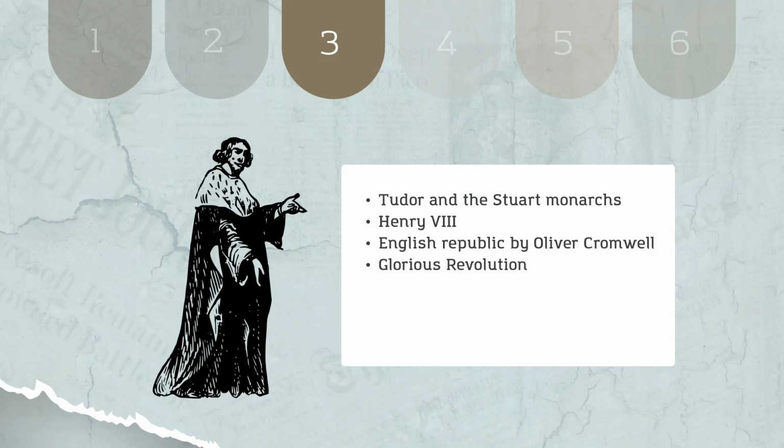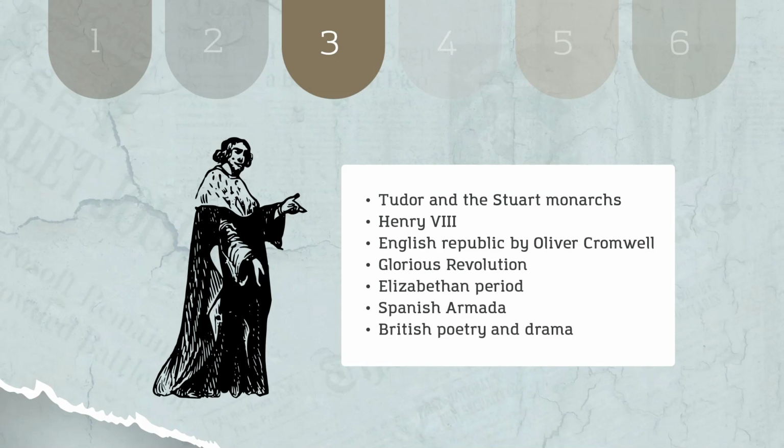Furthermore, this section provides information about the Elizabethan period in England, which is a remarkable period in British history and which includes achievements such as the defeat of the Spanish Armada, the beginning of the colonization of new land, and that is also known for the richness of the British poetry and drama, to include playwrights such as William Shakespeare.